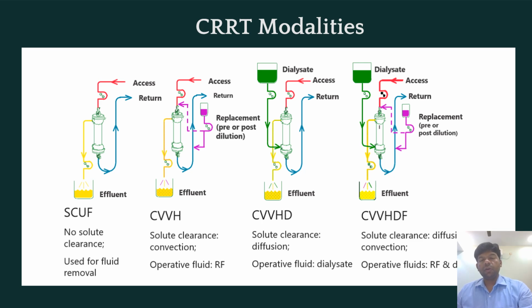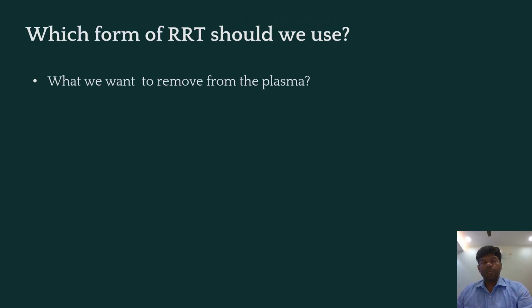So that has to be replaced with replacement fluid, either pre- or post-dilution. Third one is continuous veno-venous hemodialysis. Here the diffusion process is involved, and solutes like urea and potassium are cleared, so dialysate fluid is required. Continuous veno-venous hemodiafiltration: both processes are involved, diffusion as well as convection, solute is cleared, middle molecule solute is also cleared, and as both methods are involved, both fluids are required, dialysate fluid as well as replacement fluid.